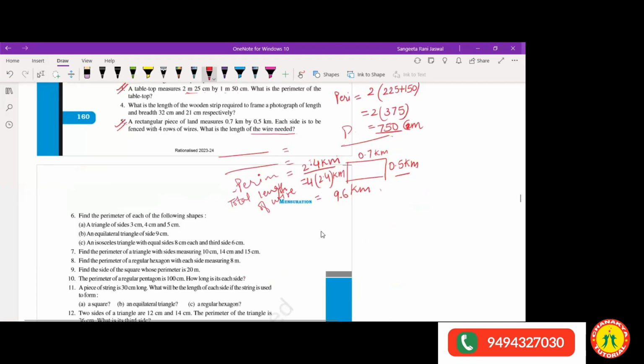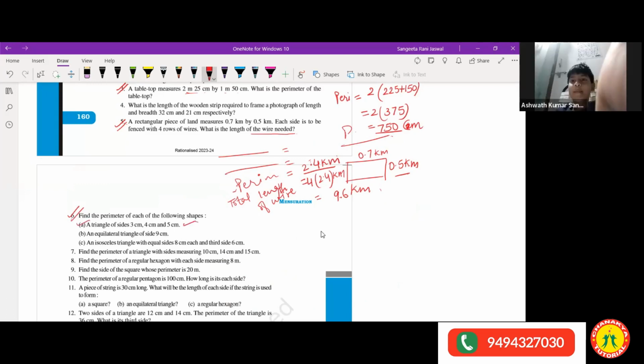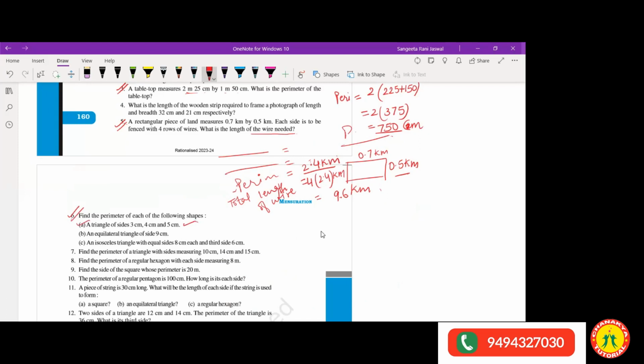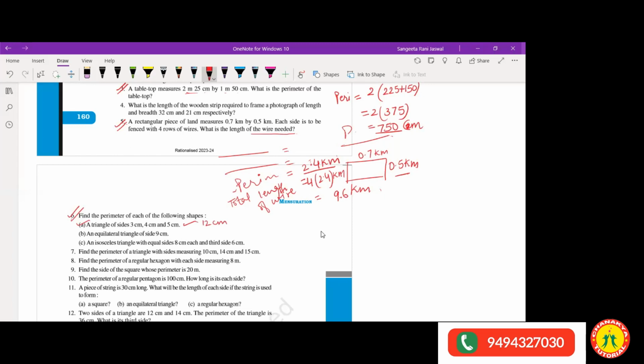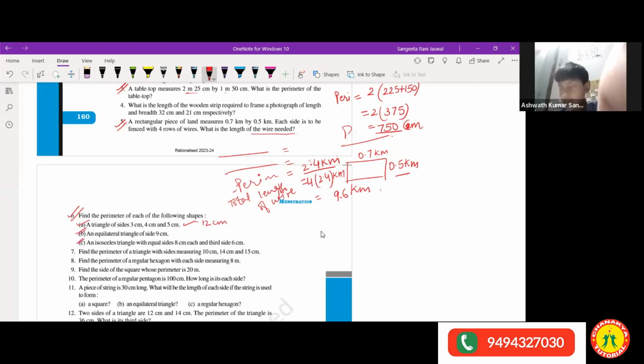Now see, question number 6 we'll take. Find the perimeter of each of the following shapes. The first one is a triangle of sides 3 centimeter, 4 centimeter and 5 centimeters. Please find the perimeter of this first one. 12 centimeters. Okay, so somebody gave the answer, 12 centimeters. Find the next two also. 27 centimeters.